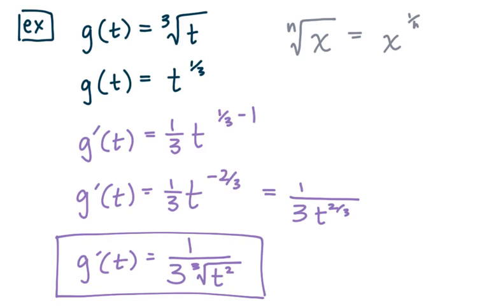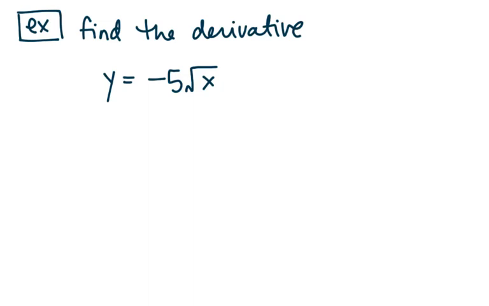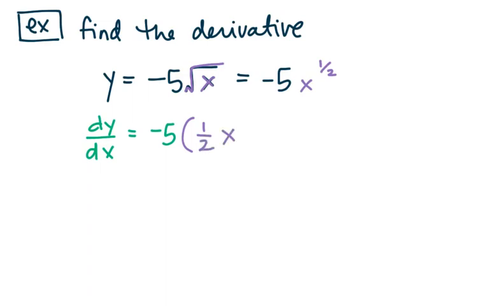And just for good measure, because I love doing examples, I'm going to do one more. So our very last example here, we're going to find the derivative. y equals -5 square root of x. So the derivative of y with respect to x, that constant multiple -5 is going to stay in the front. Now, square root of x, keep in mind, is the same as writing -5 x to the 1/2. So I'm taking the derivative of x to the 1/2. That would be 1/2 x to the 1/2 minus 1.